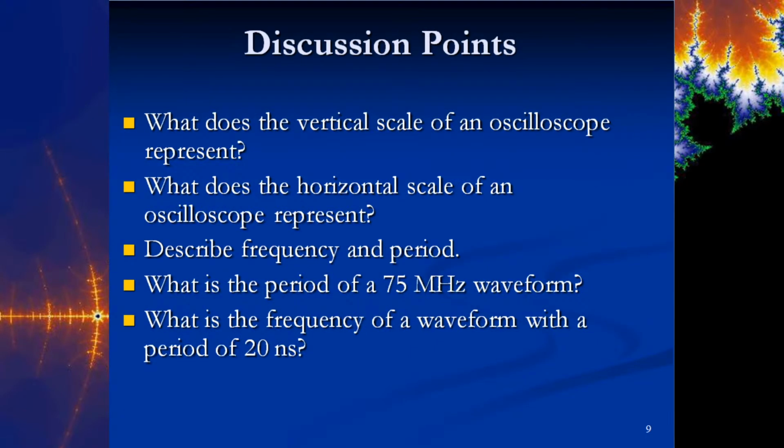So again, the vertical scale of an oscilloscope, or a timing diagram for that matter, represents amplitude or voltage. What's the horizontal scale represent? That represents time. Frequency, again, the distinction between the two is period is how long does it take it to complete one cycle. Frequency is how many of those cycles can you fit inside 1 second. Okay? We already did some of these calculations. I'm just going to keep going here.